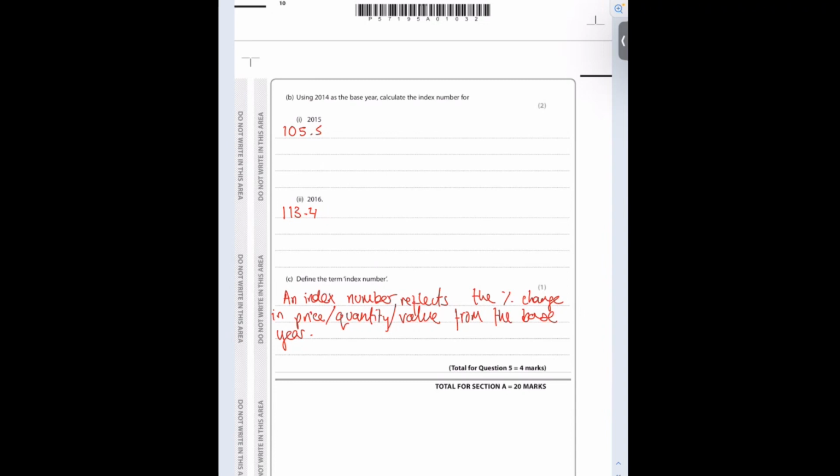Okay, that is every single question for section A. As you can see here, total for section A is 20 marks. Hopefully that really helps you and can give you an inclination as to what the exam board is looking for if you take Edexcel, or Pearson, if you might refer to it as that, but Pearson Edexcel.